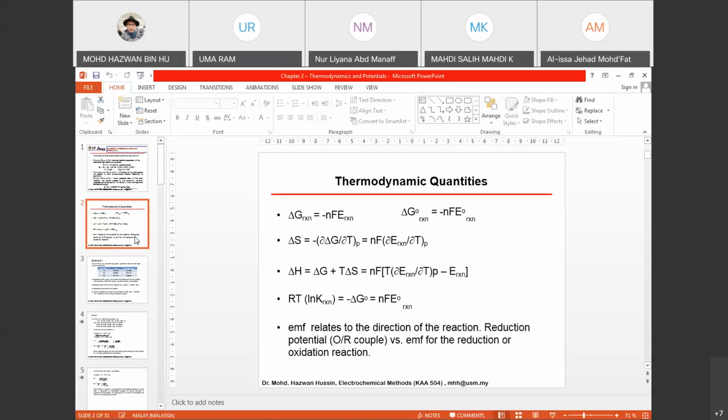So that means the difference is that only delta G naught uses E naught. If you notice, for delta G naught and E naught, it means that the experiment is undergone at the standard condition. So as I mentioned, you will get delta G naught when the experiment is undergone in standard condition. You will get delta G only if the experiment is undergone not in the standard condition. Okay?